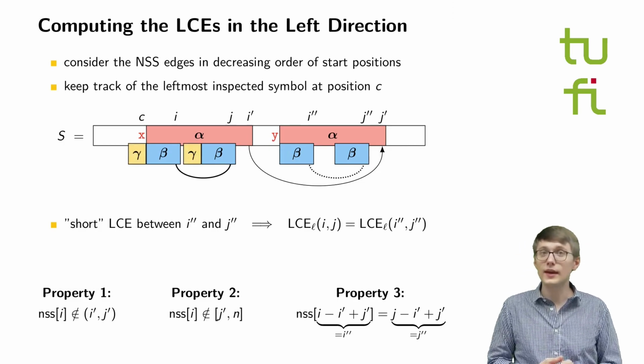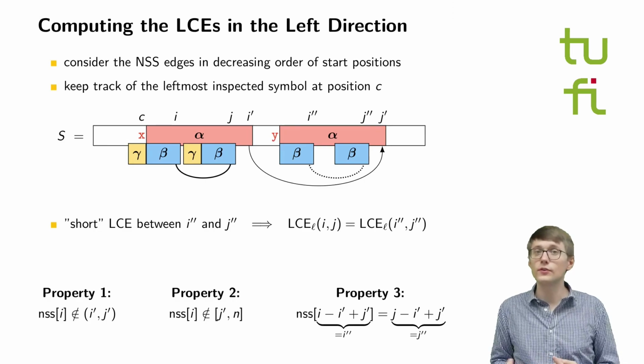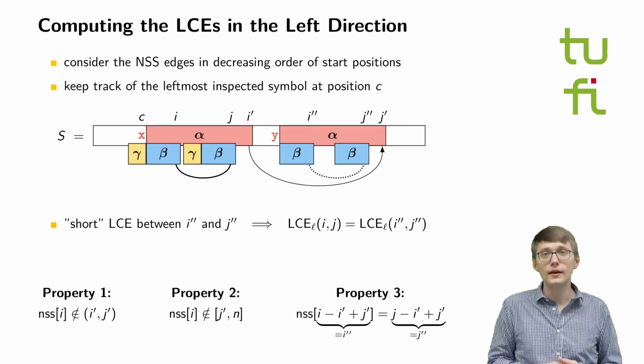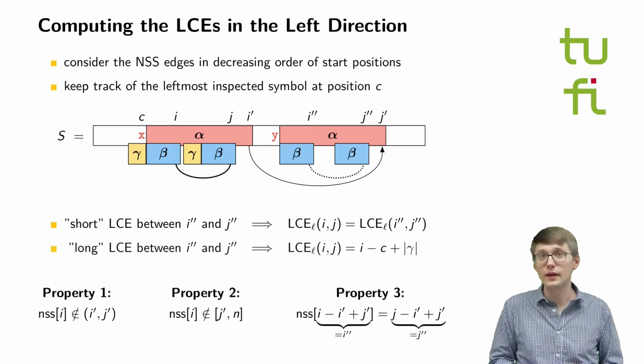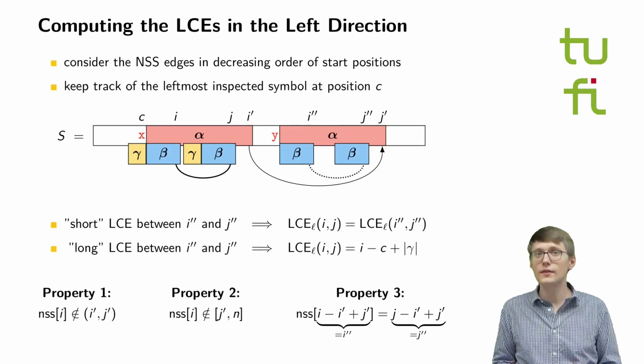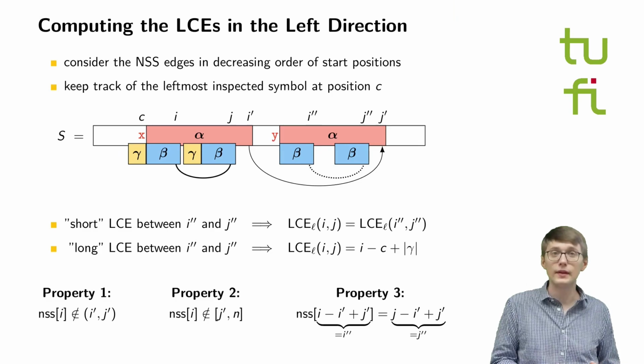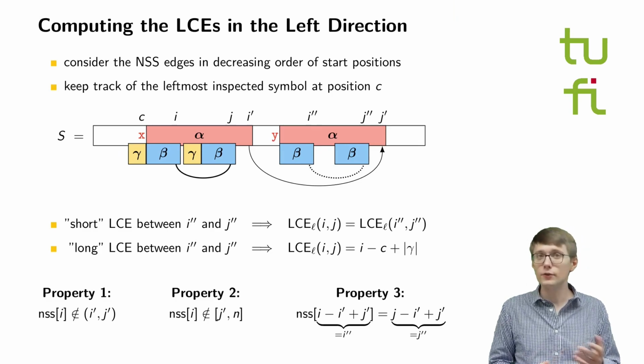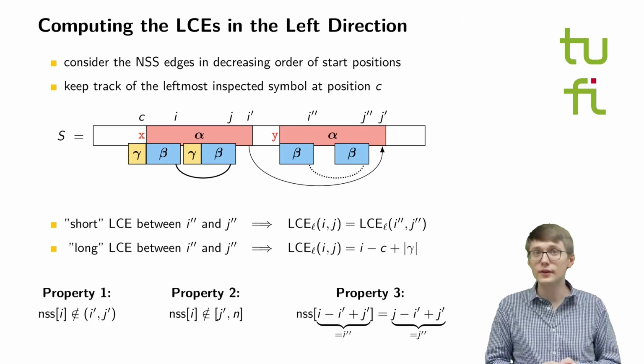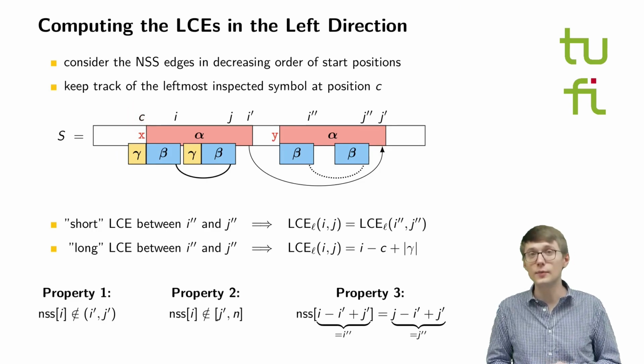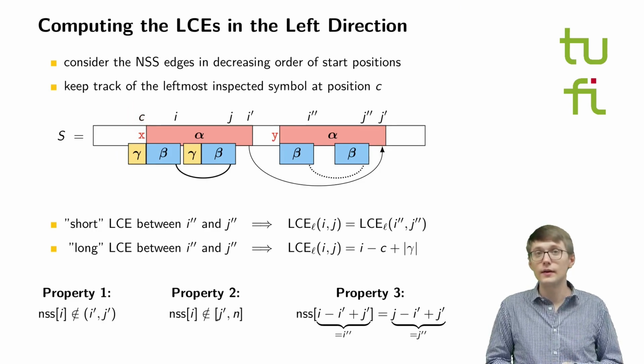If we run into this case, then we do not scan the two occurrences of beta again. Instead, we skip i minus c character comparisons. This is exactly the length of beta. Then we start scanning naively again, and we scan the two occurrences of gamma. As you can see, the left occurrence of gamma lies to the left of index c, the leftmost already inspected text position. After doing the scan, we will update this position, so it will be to the left of gamma.